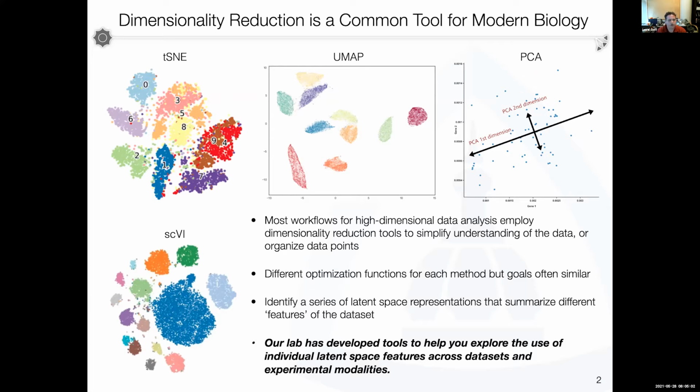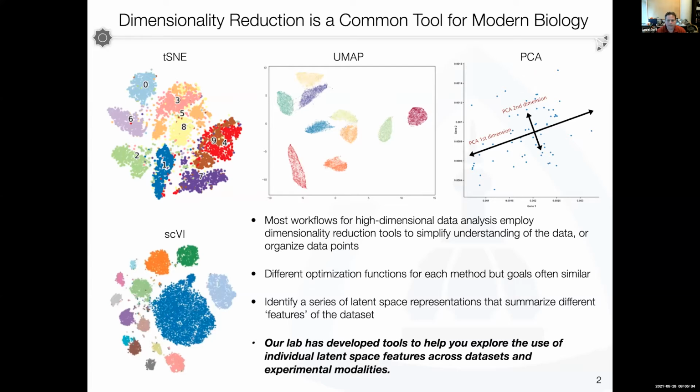But I want to start today by reminding you that almost everyone here is familiar with dimensionality reduction as a tool for modern biology. Given that modern biology is moving towards significantly higher dimensional data analysis, I would imagine that almost everyone here is at least familiar with the concept of dimensionality reduction to simplify the data by collapsing it into a reduced set of latent spaces.